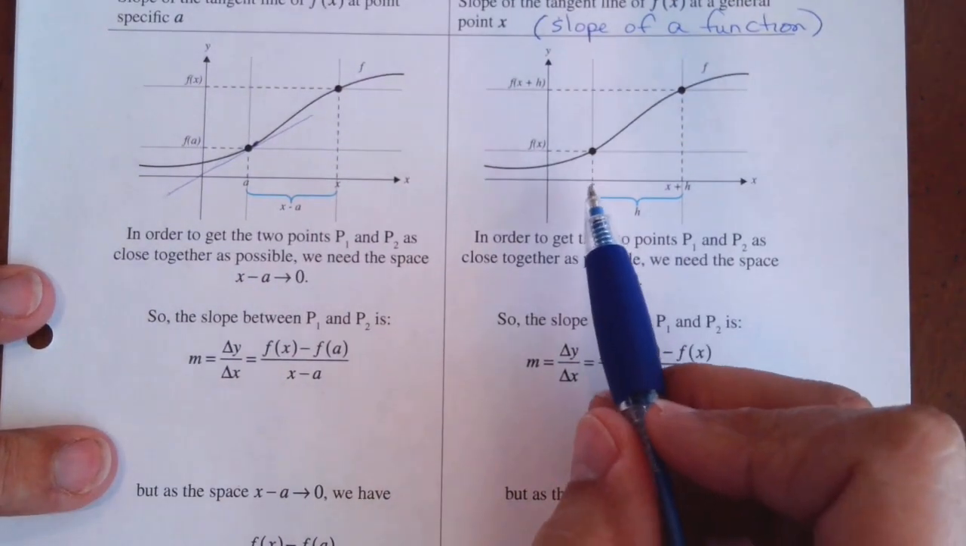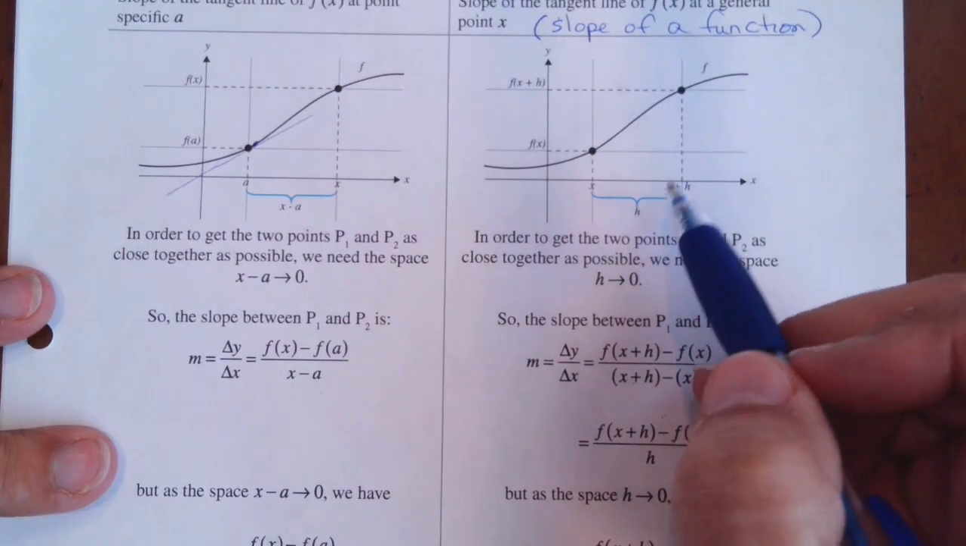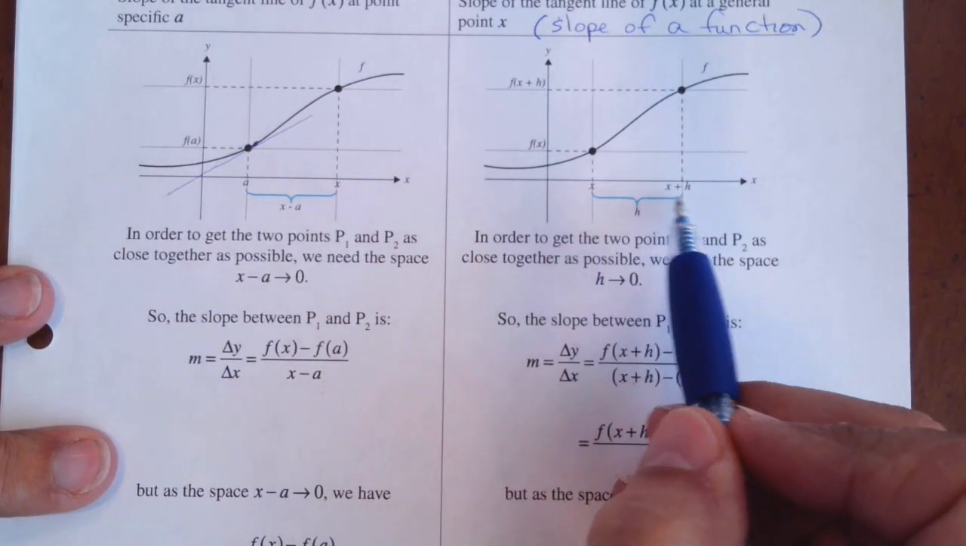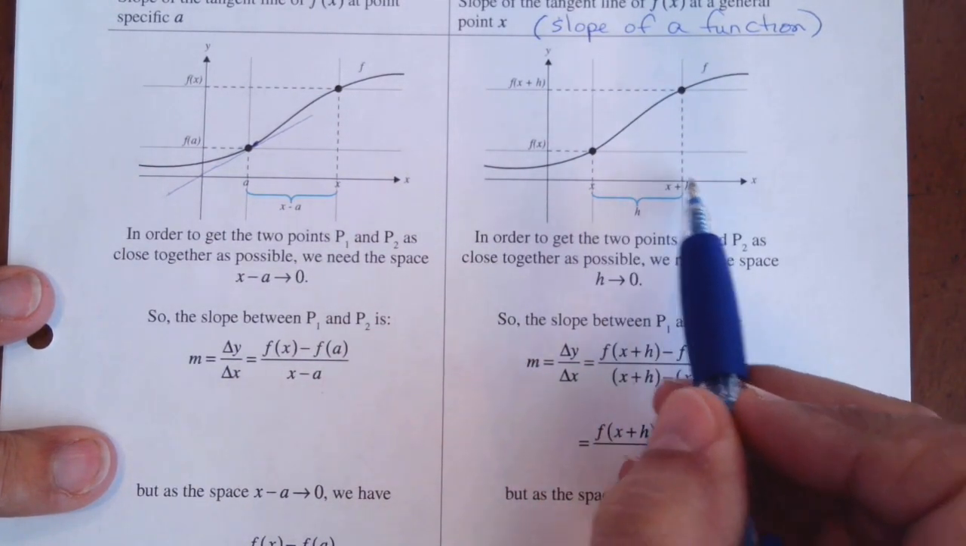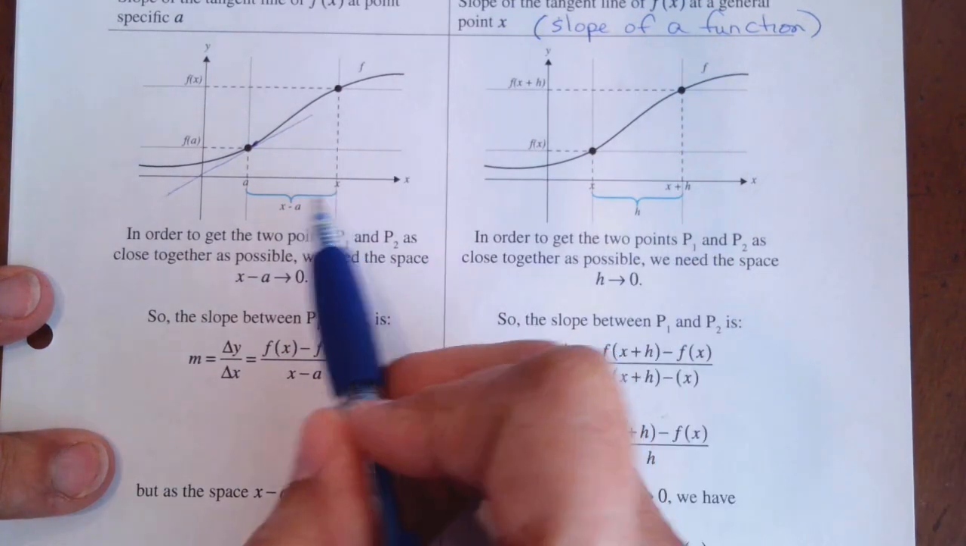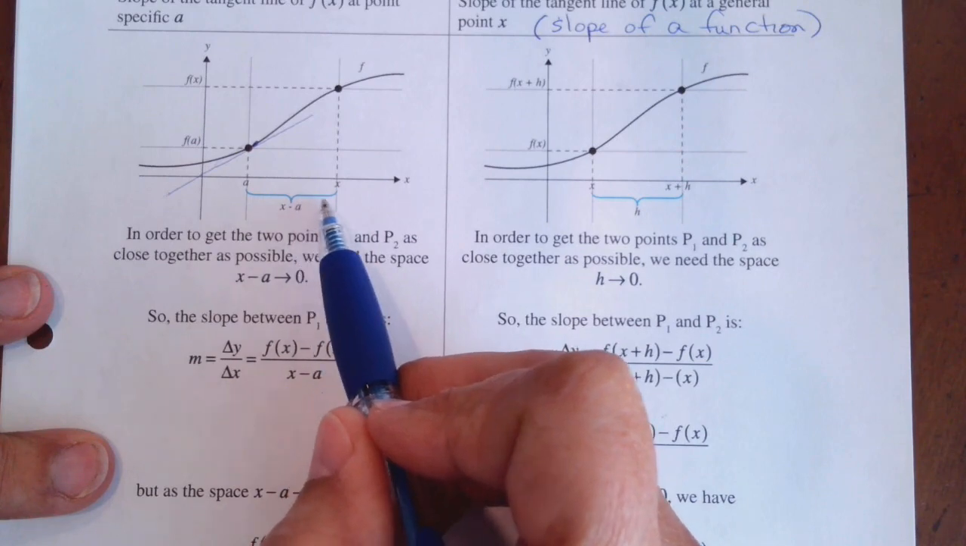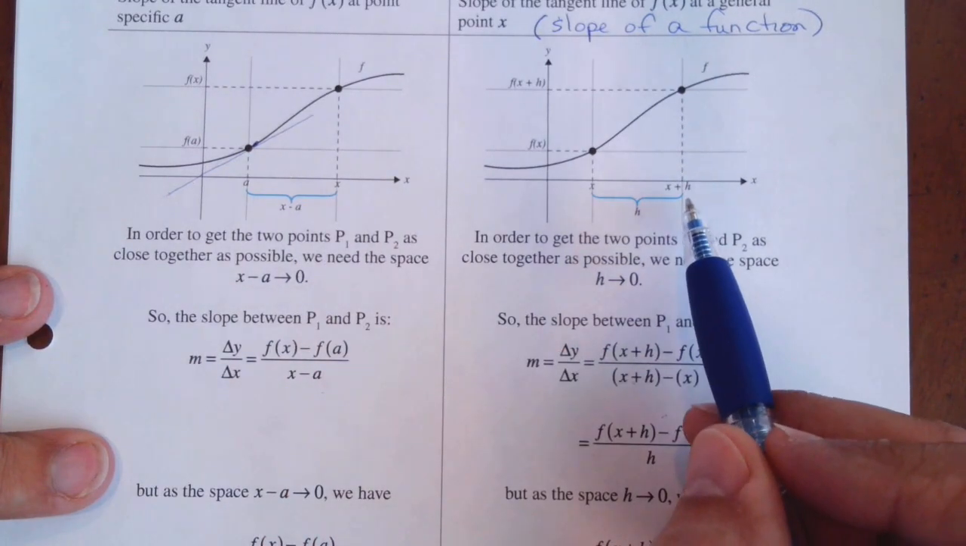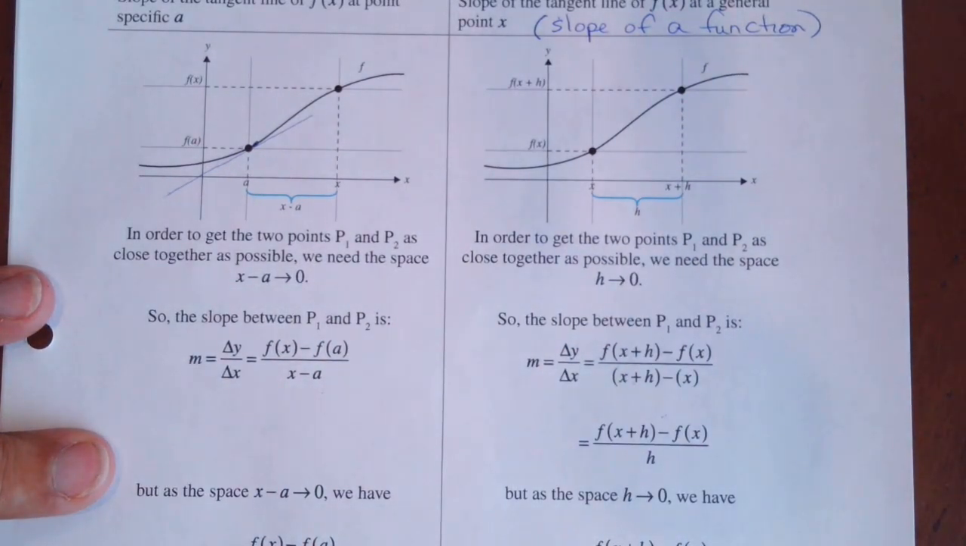So we're just picking some second point that's h units away from x. So we call the second point x plus h. We don't know how far away it is. Over here it was 1.01, but here we're not going to tell you. So you're just going to use the notation x plus h.